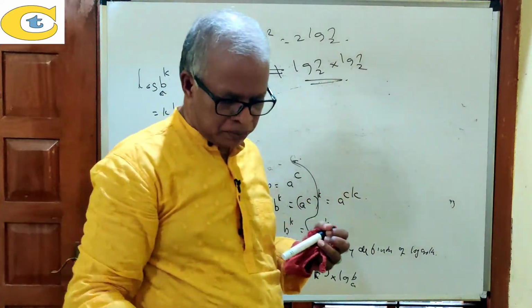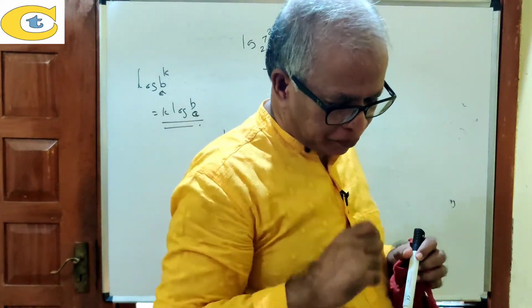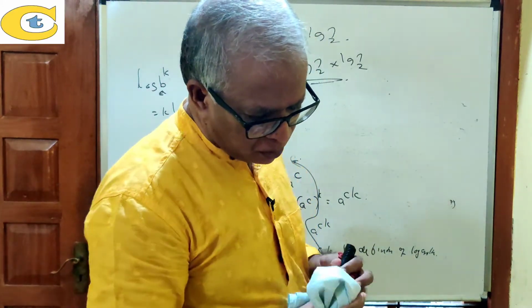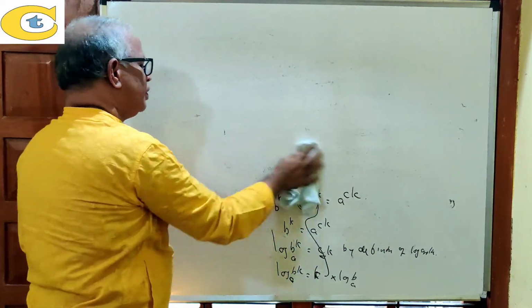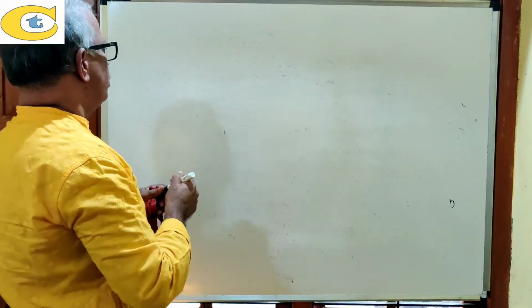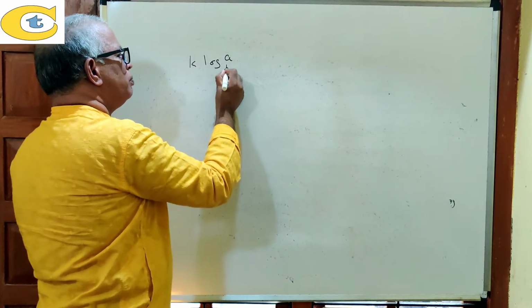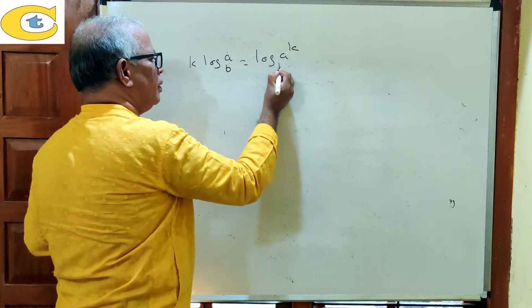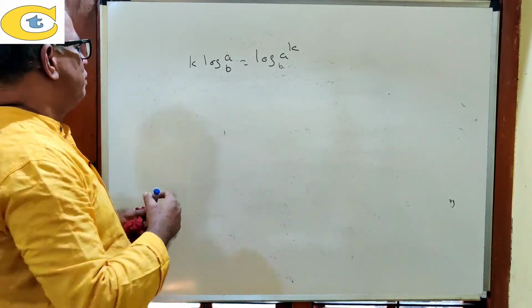Next one is a very important section. Base changing rule. We call it the base changing rule. Shall we do one example? See, look here. The application of this will show you. k log a to the base b is equal to log a to the base b raised to k. Now we will apply this rule to prove the previous one.